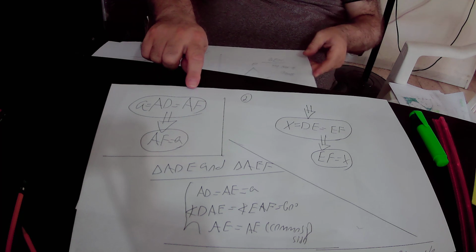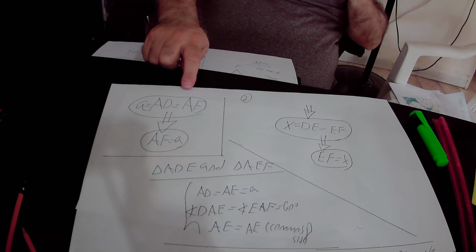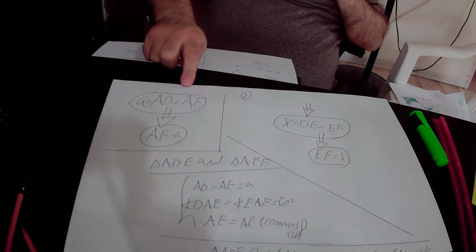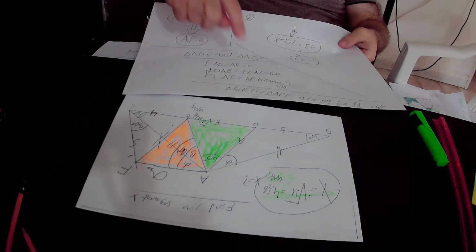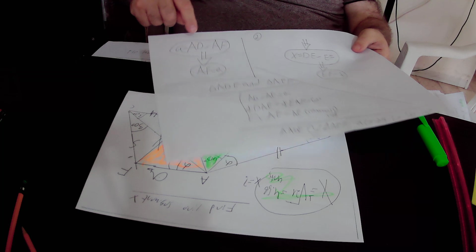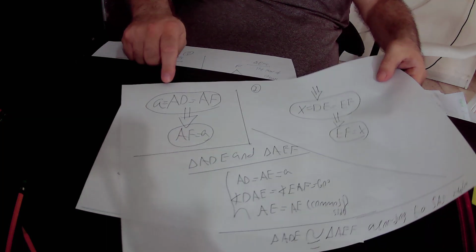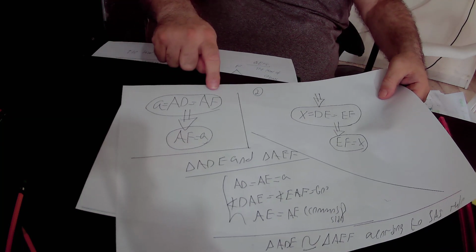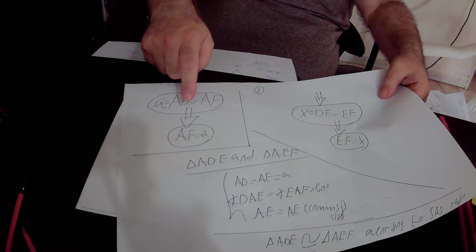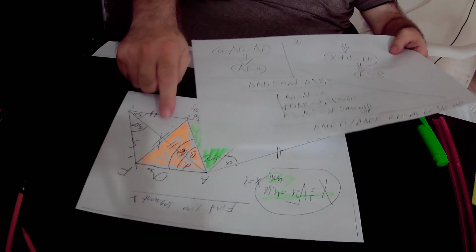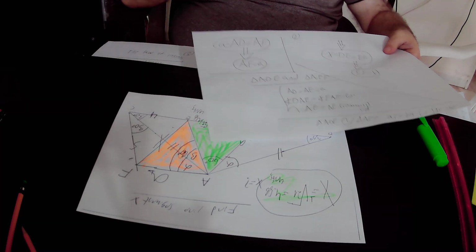Side AD equals side AF according to the same rule that corresponding sides in congruent triangles are equal to each other. So if we define side AD as A, side AD equals A according to our definition, so from this equation A equals AD equals AF, we conclude that AF also equals A.